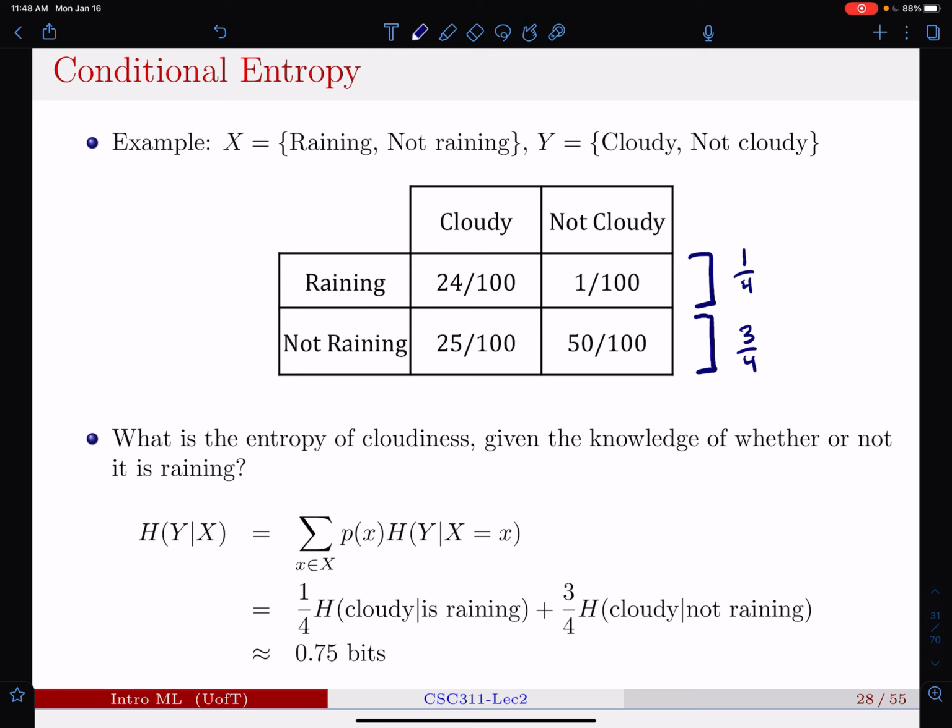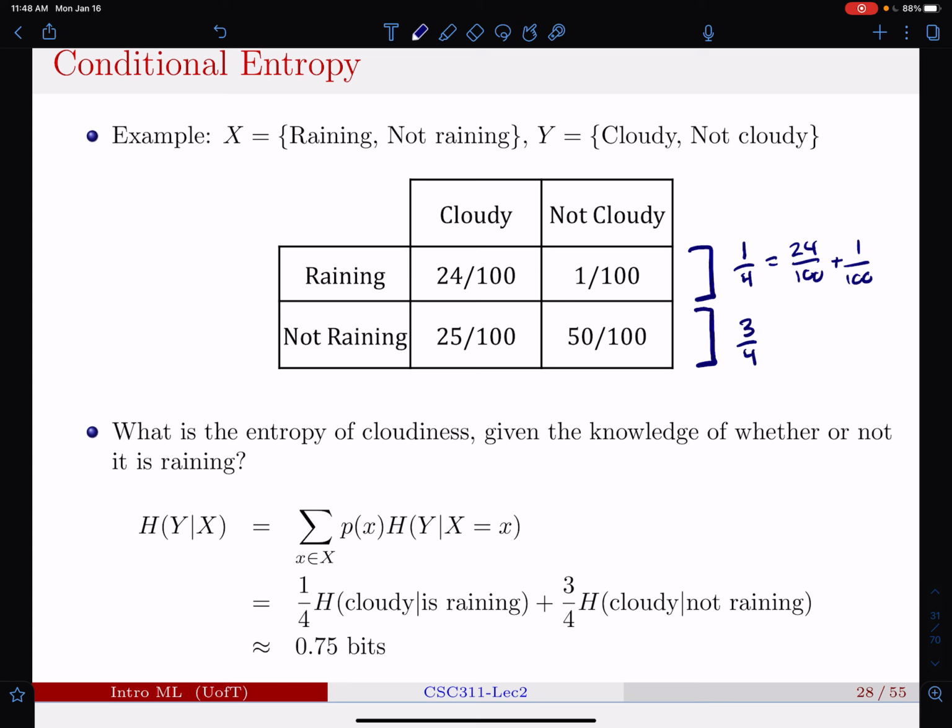Does that make sense? Yeah. Sorry, where does the 1/4 come from? Yeah, the 1/4 is from 100 plus 100. Right. So we're marginalizing essentially over one variable and figuring out how much information it's giving us, or how many bits less we need. Okay.